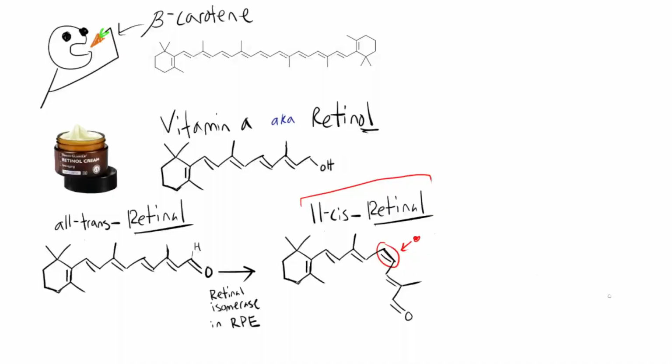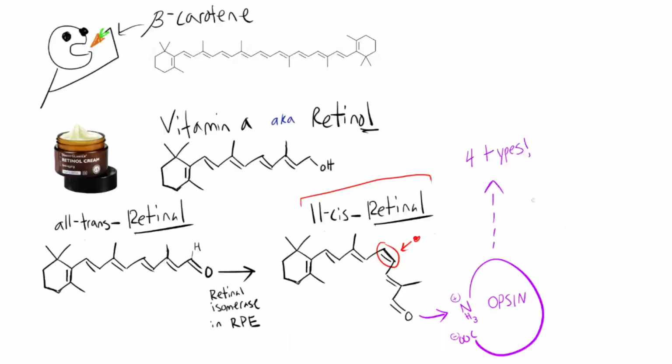Once you have your 11-cis retinal, you can covalently bind it to an opsin protein. As you can see down here, this is happening at the amino group. This is called a Schiff base linkage, if you need some good trivia. And together, the 11-cis retinal and the opsin form your photoreceptive pigment. This, in the end, is how you see.